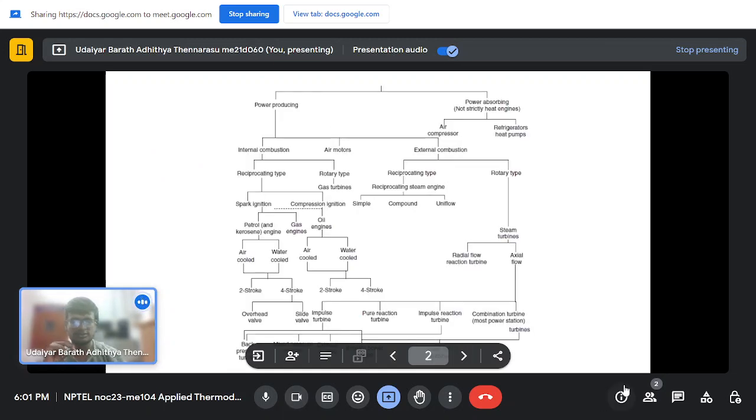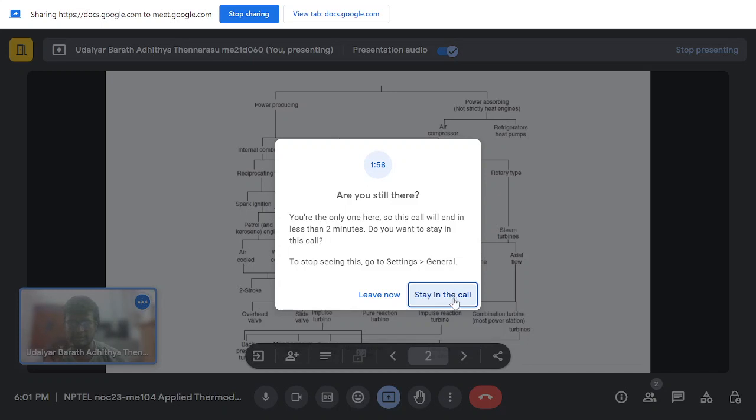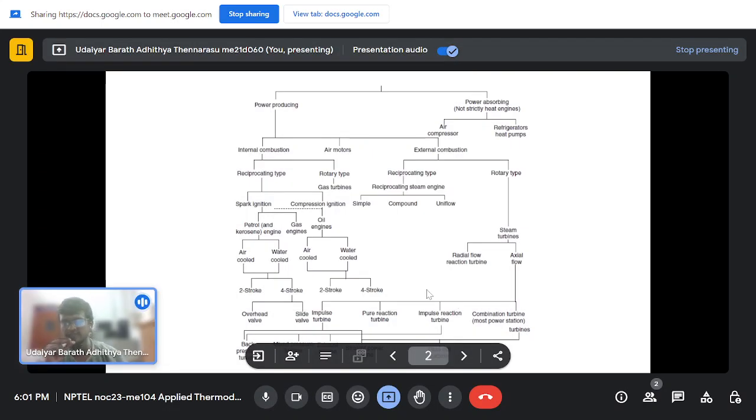Starting with this, an engine can be of two types: one is power producing, or it can be power absorbing. So that is classified into two. In the case of power absorbing, there are air compressors, refrigerators, and heat pumps. A normal refrigerator, or a heat pump to heat like a heater, and an air compressor to compress air. You use them in multiple ways. So those are power absorbing.